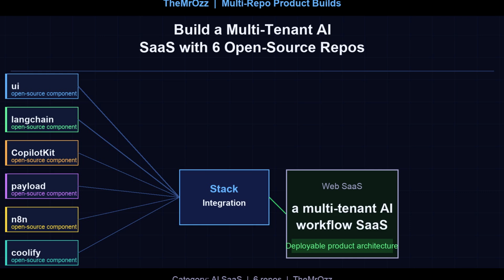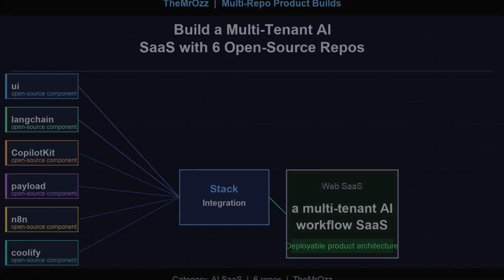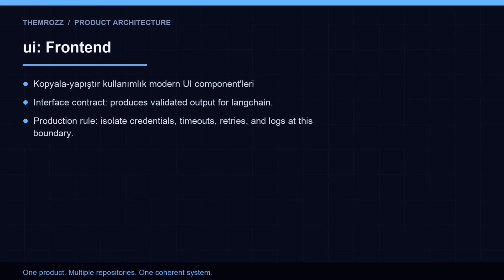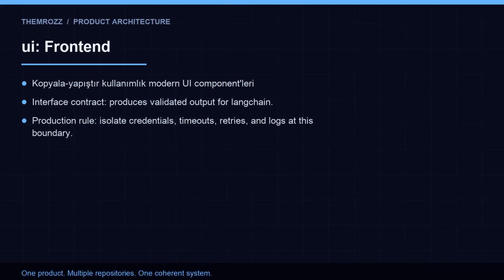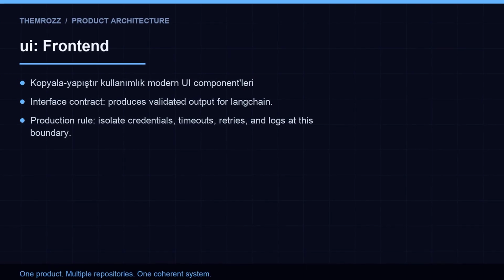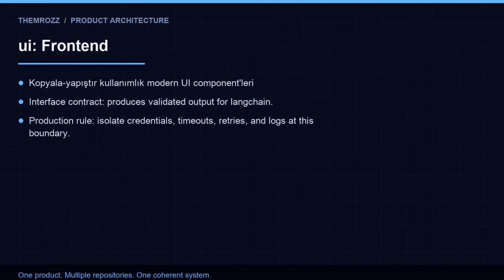n8n handles business automation around the core run. It can receive a webhook after a run is approved, transform data, and connect the result to one of its supported integrations. It is source available and self-hostable, but its sustainable use license is not the same as a permissive open source license. That distinction must be reviewed before this becomes a commercial product.